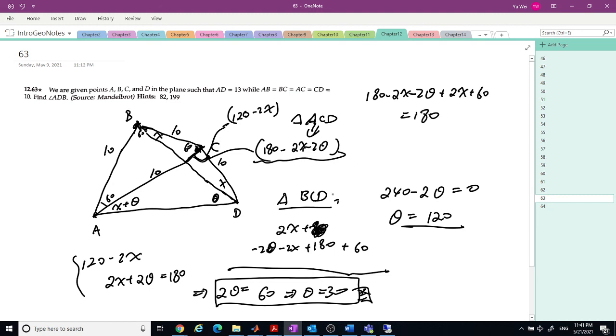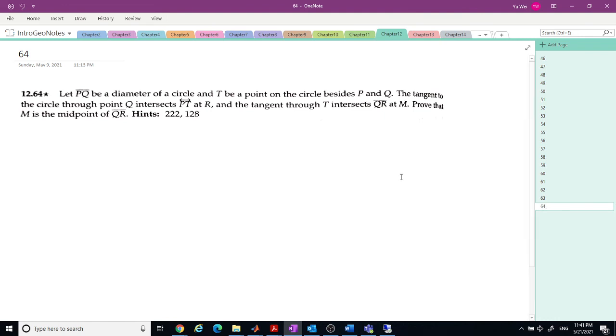Okay, I made a stupid mistake. Then we have 2 theta equals 60, and theta is equal to 30 degrees, okay? Because this angle plus the 60 plus the 2x is equal to 180. It's the same, okay? Sorry about it.